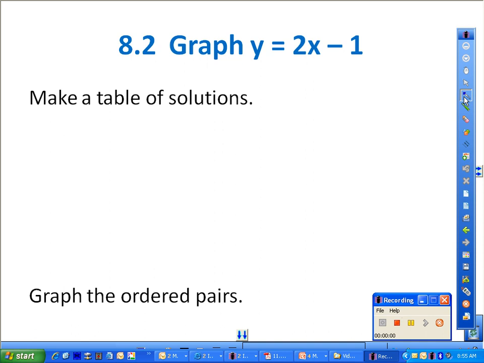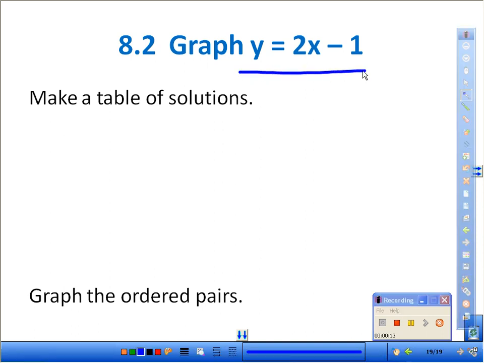In order to graph an equation in two variables, we first need to make a table of values. In this problem, we are going to graph y equals 2x minus 1. So the first thing we do is we make a t-chart, or a table. We have x in one column, y in the second column.